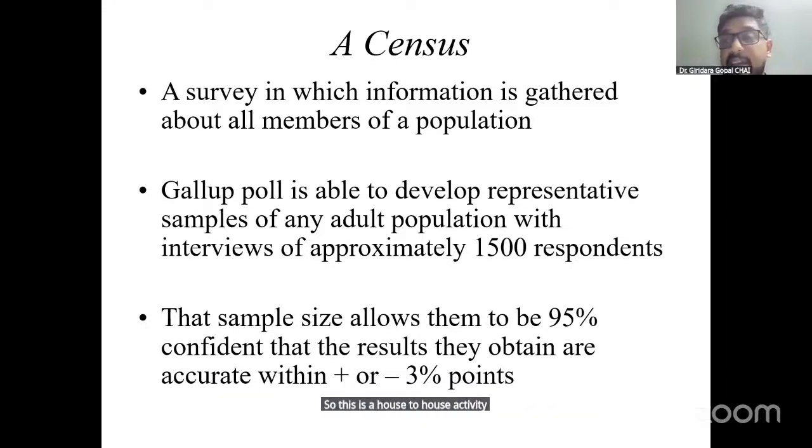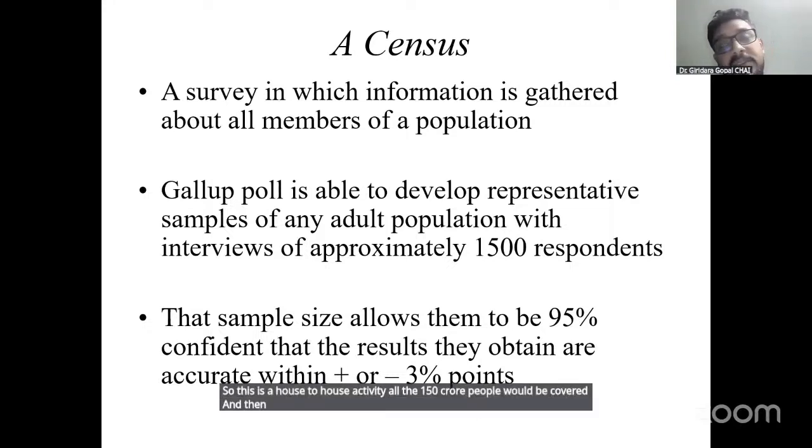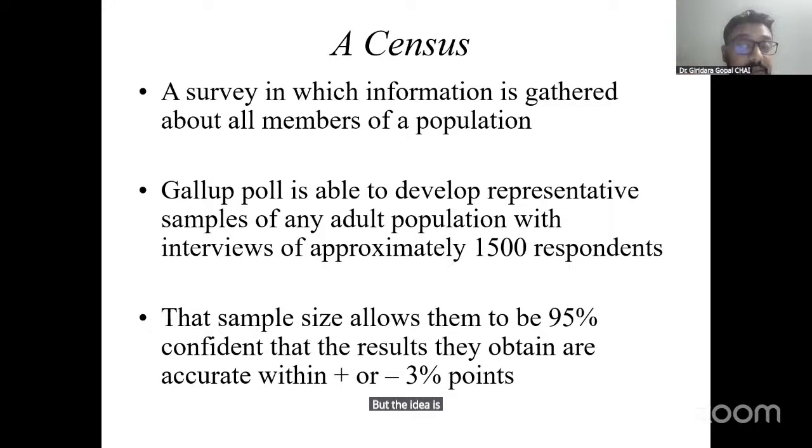All the 150 crore people would be covered, and then some basic variables on sex, gender, occupation, education, residence, and I think some elements of disease burden are also planned this time, so I'm not entirely sure about it. But the idea is, you do it in all houses, right?